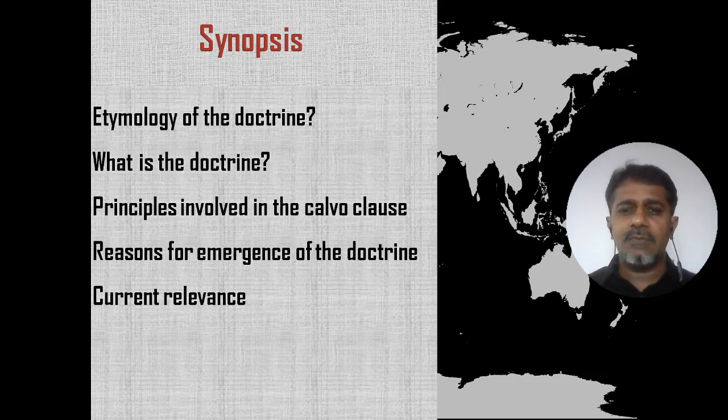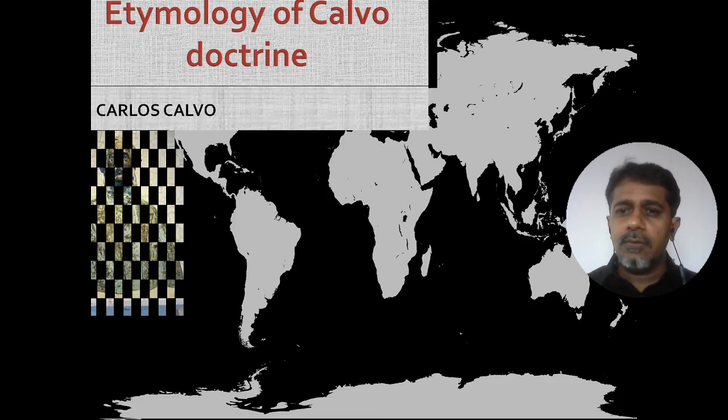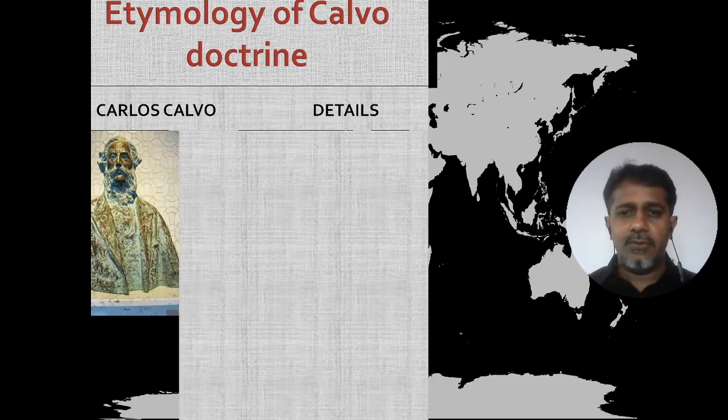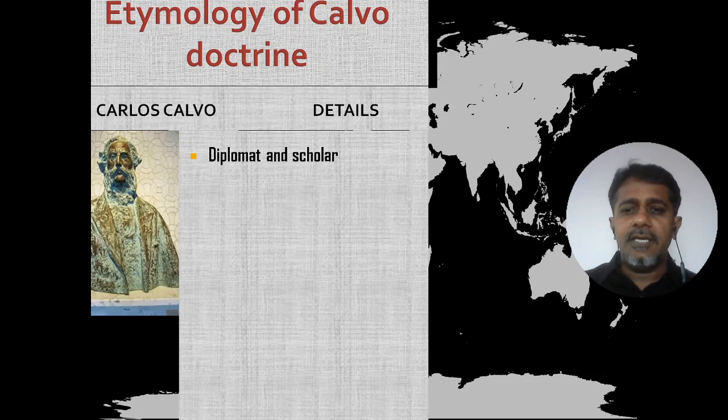So first was etymology, the origin of the word. This is the photograph of Calvo, Carlos Calvo. Let us try to find out some of the important details about this person. He is a diplomat and a scholar, and he is from Argentina. You know, Argentina is one of the nations in South America, Latin America. So it is from there he has come.